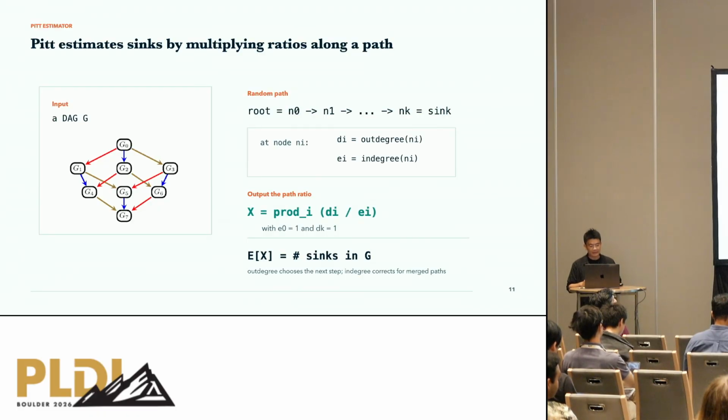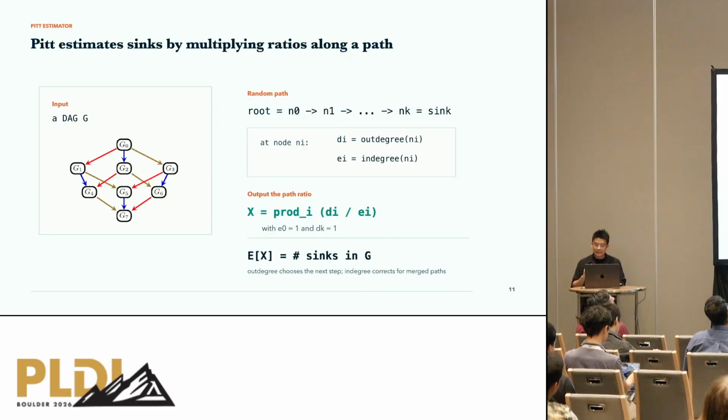So the next question is how can we build an unbiased estimator to estimate the number of sinks of a given DAG? It turns out this is a solved problem by Leonard Pitt during his PhD at Harvard. So the algorithm is classic and simple. For a given DAG structure, what we need to do is to sample a random path from the root to one of the sinks.